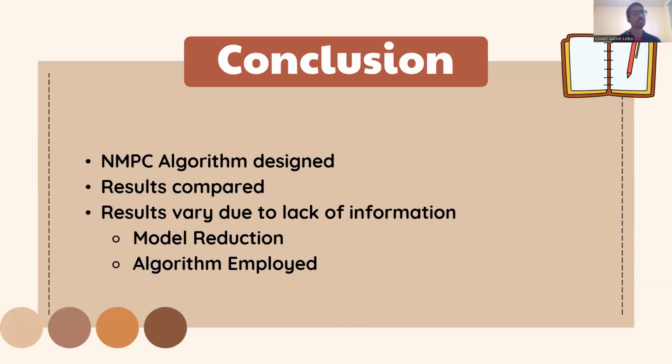So in conclusion, a nonlinear model predictive control algorithm was designed with reference to the paper chosen, taking all the derivations from there. The results of simulations were compared, and we could see that the results vary quite a bit, but this is because of the lack of information. The lack of information is especially in how the model has been reduced to make it work in cases where theta is very small or equal to zero. Also, the algorithm employed has not been provided, and especially because there are two different ways, both can give different results.